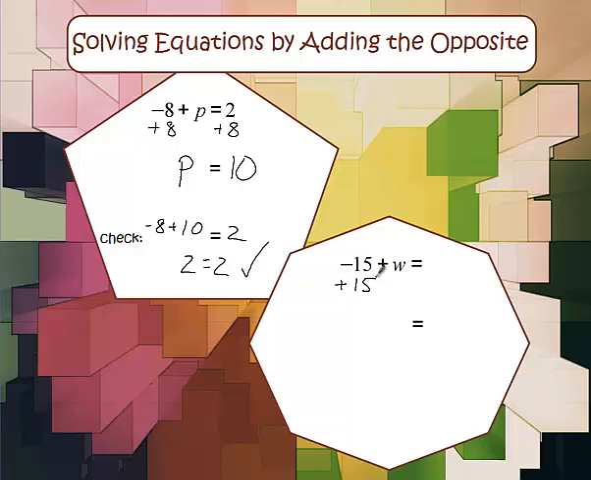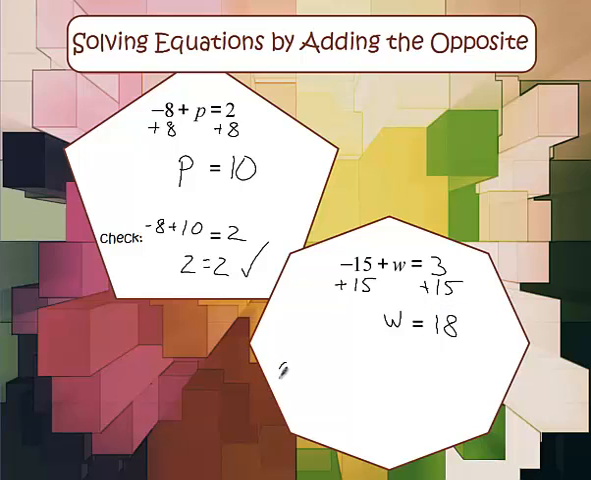Actually, this doesn't say equals anything, so let's make this equal 3. So plus 15 to both sides. And I have now negative 15 and positive 15 is 0. So I have just w on this side. And 15 plus 3, or 3 plus 15, is 18.